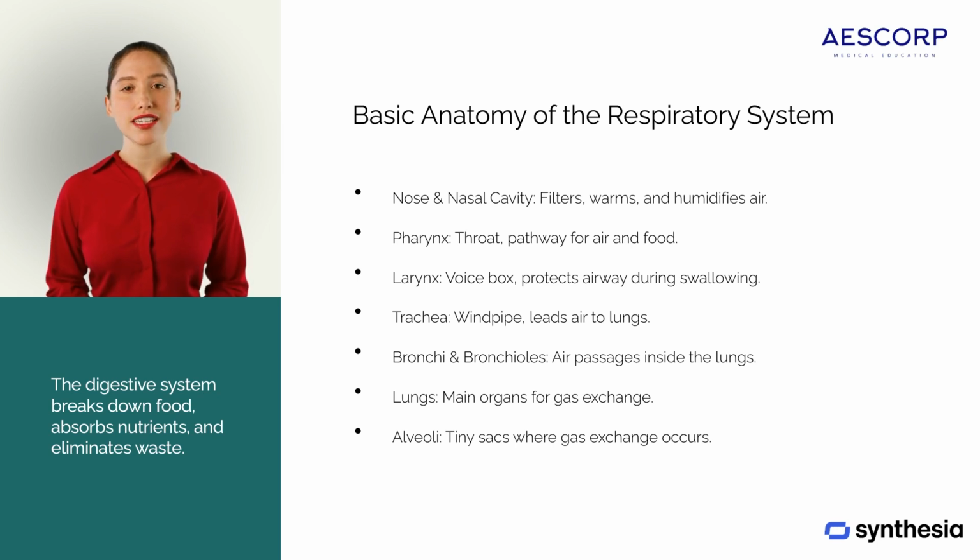Bronchi. The trachea divides into two bronchi, left and right, which then branch out into smaller tubes called bronchioles within the lungs. Lungs. The main organs of respiration located in the chest cavity. The lungs contain millions of tiny air sacs called alveoli, where gas exchange occurs. Alveoli. These tiny air sacs are the primary site of oxygen and carbon dioxide exchange between the air and the blood.